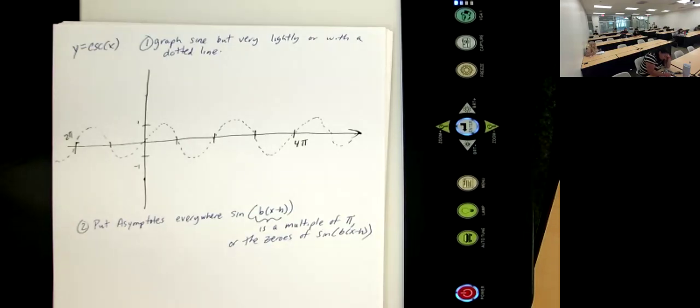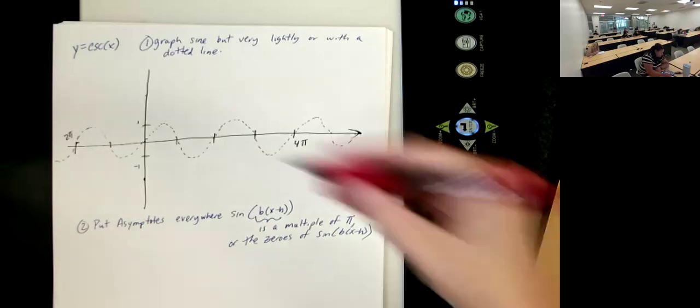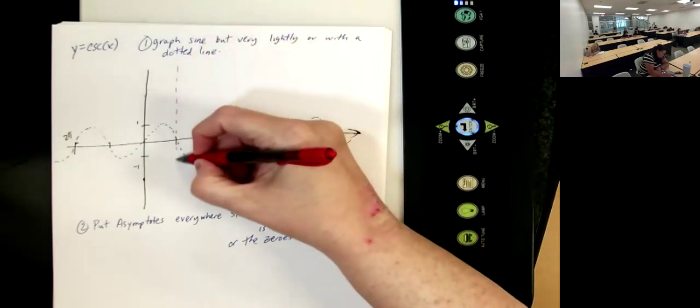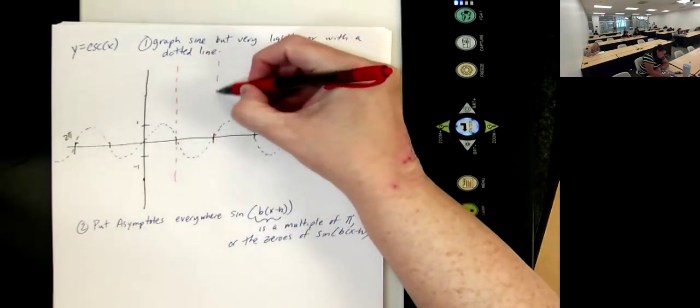You definitely want to do this before your vertical shifts, because the vertical shift is going to change what your zeros look like for sine. In fact, if you move the sine graph up enough, it doesn't ever hit zero anywhere, but cosecant will still blow up. So for that, on the multiples of pi.